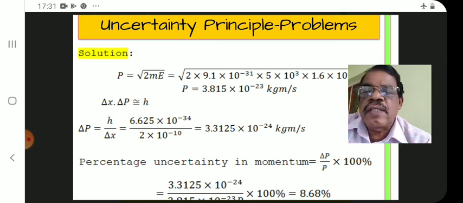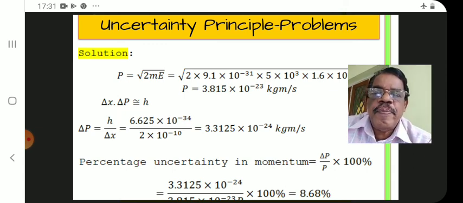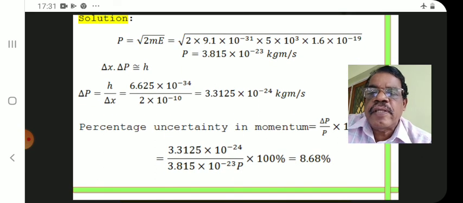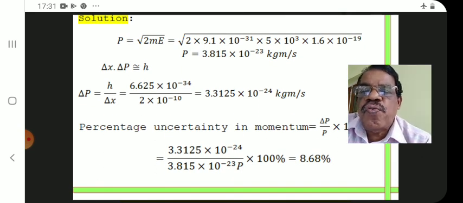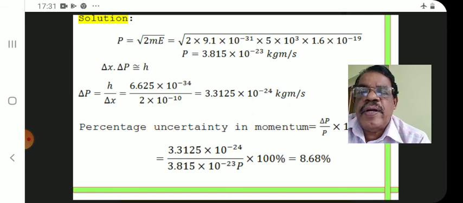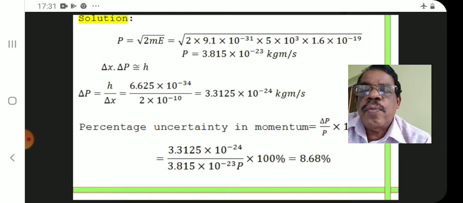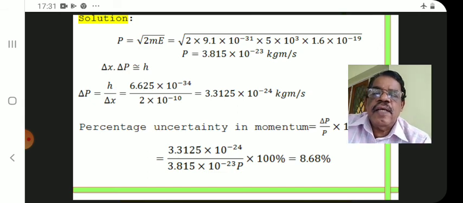The percentage uncertainty in momentum. The calculation is like a percentage error. Delta p by p into 100% equal to 3.3125 into 10 raised to minus 24 by 3.815 into 10 raised to minus 23 into 100%. The p cancels here, there is no p. It is equal to 8.68%. That is the answer.